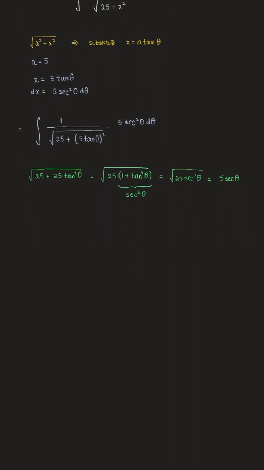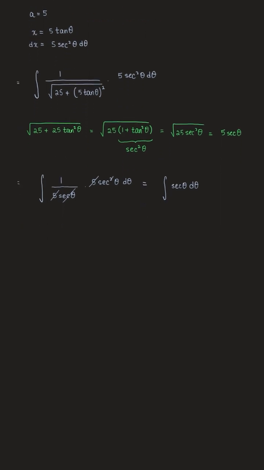All right, let's get back to our integral. So we have the integral of 1 over, in the denominator we have 5 secant theta, and this is times 5 secant squared theta d theta. So here you can see that the 5's will cancel, and one of the secants also cancels out. So we have the integral of secant theta d theta.